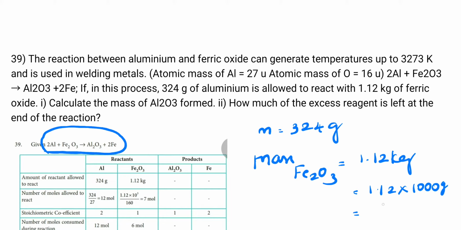அப்போ 1000 gramsனா what's the value then? So the 1000 gram means the value is given as 1120 grams. 1120 gram. Okay, what we have to calculate now? We have to calculate the mass of aluminum oxide formed. How much of the excess reagent is left at the end of the reaction?